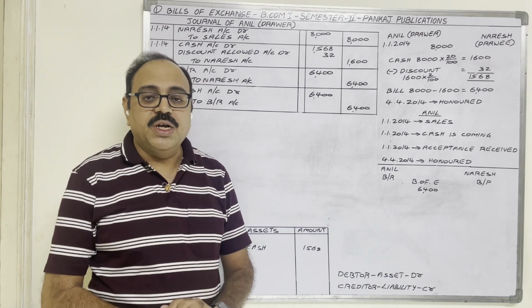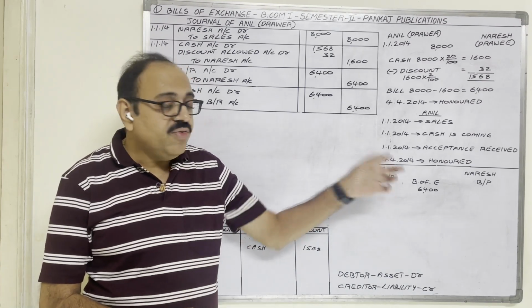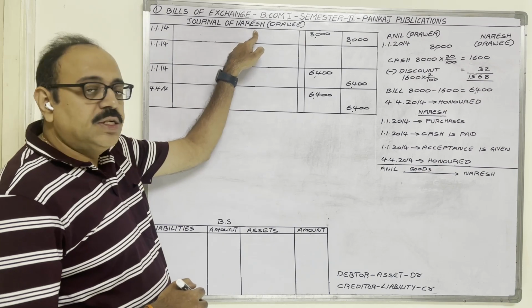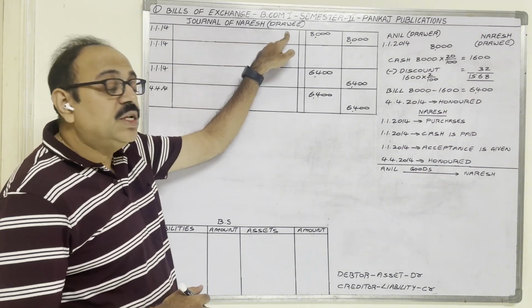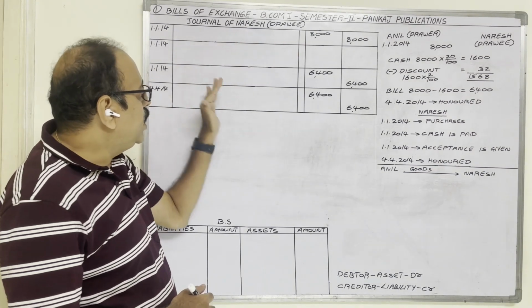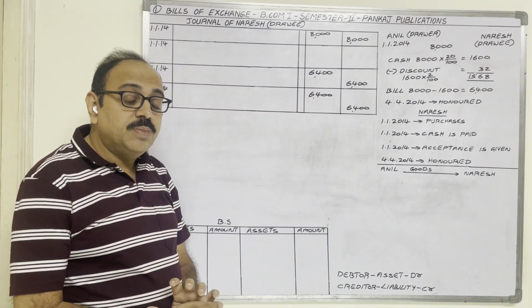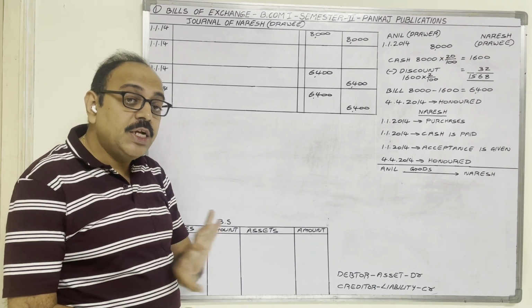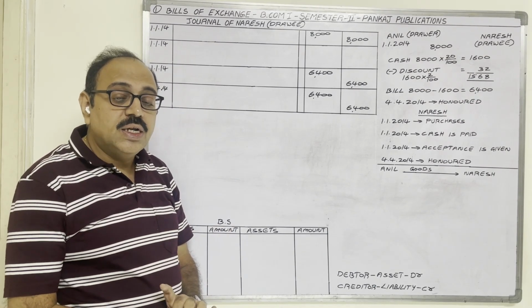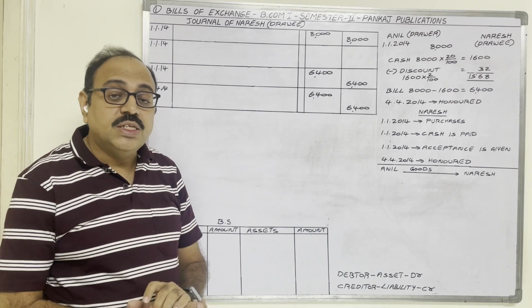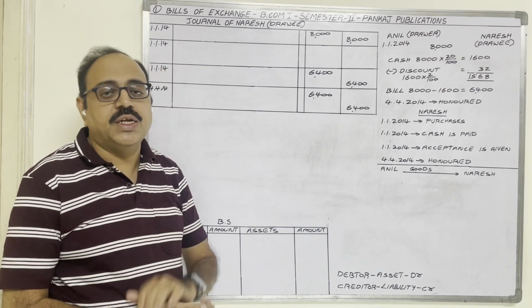Anil's journal is completed. Now come to the journal of Naresh. Journal of Naresh. Naresh is drawee, no? Mention that in the brackets. Date, particulars, LF number, debit, credit. So now we have to observe all the transactions from Naresh's point of view, because we are writing journal entries in Naresh's books. So our assumption is we are an accountant of Naresh.